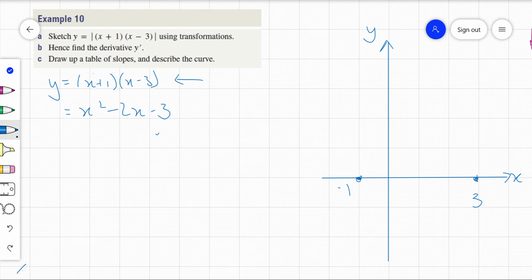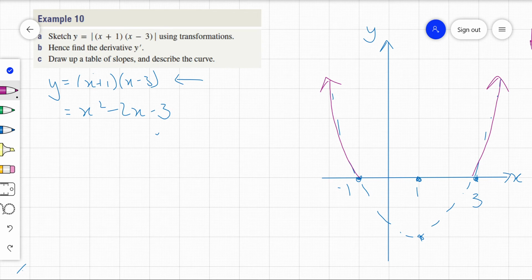Therefore, the axis of symmetry, right in the middle, is at 1. So let's say it goes something like this, and then we know that the absolute value of that is we want everything positive. So we want this part, that's fine, that's going to stay the same. This part, it's going to stay the same.